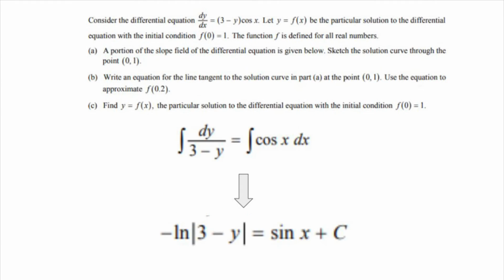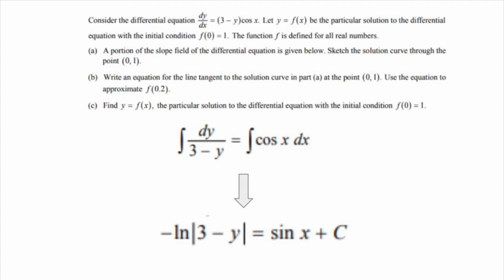So when we integrate, we must find out how to get the dy's and the dx's out of everything. On the left side, whenever you have a fraction like that, what you want to do is take the natural log. And so we'll have negative ln of the absolute value of (3 minus y). The reason there's a negative in front of the ln is because it's 3 minus y. So once you have that negative in the denominator, you need to put the negative out front.